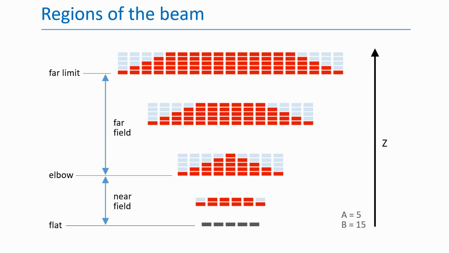Here's the big picture. The beam starts at the flat and goes up to the far limit. In between, there's a plane called the elbow. It's also known as the Rayleigh range. It divides the beam into two main regions. The near-field region starts at the flat and goes up to the elbow. The far-field region starts at the elbow and goes to the far limit. Now we'll look at each of these regions more carefully.